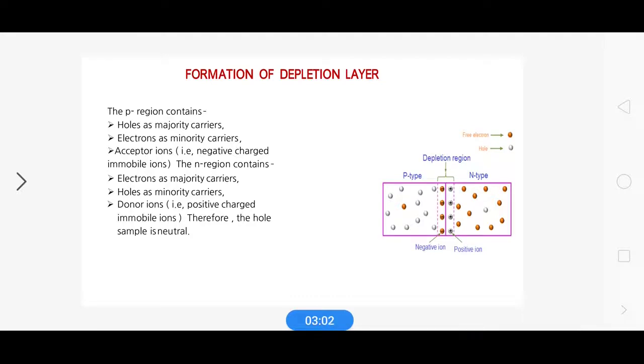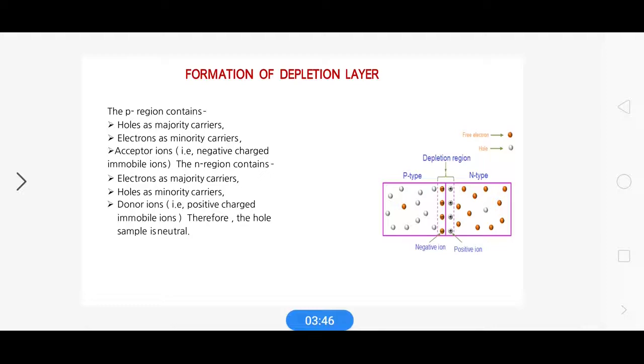See the slide, students: the p-type and n-type are joined, and at the junction, see the white spheres. The white dots are holes, and the orange dots are electrons. So holes are the majority charge carriers, electrons are the minority charge carriers, and there are the acceptor ions, which are the negatively charged immobile ions in the P region.